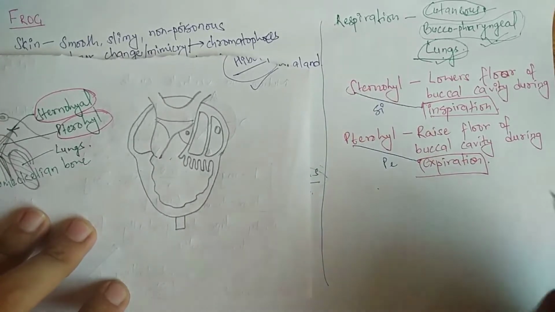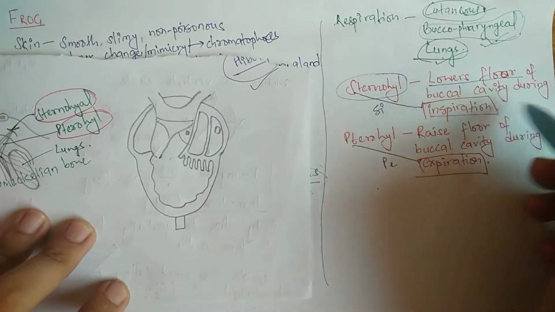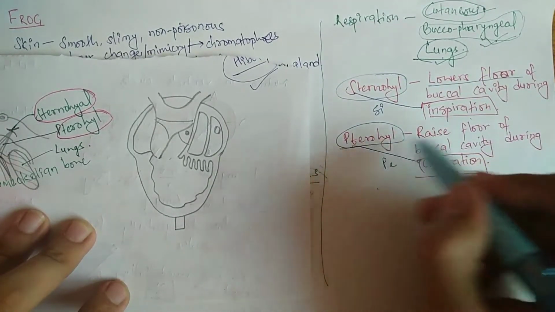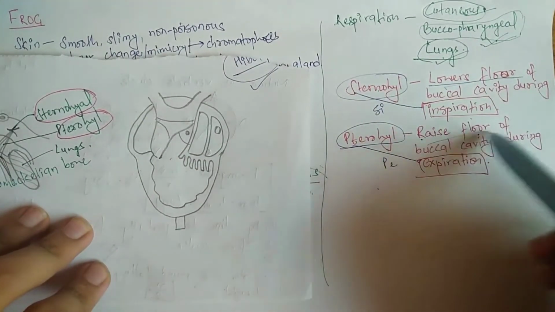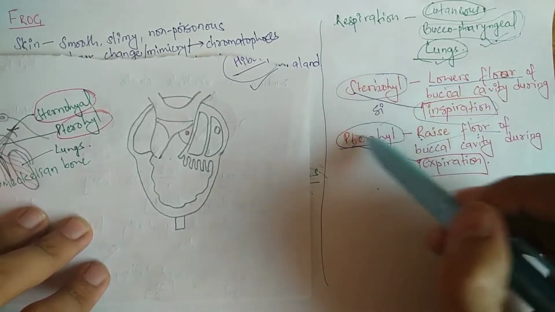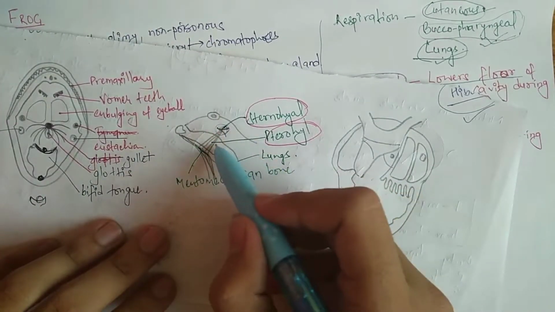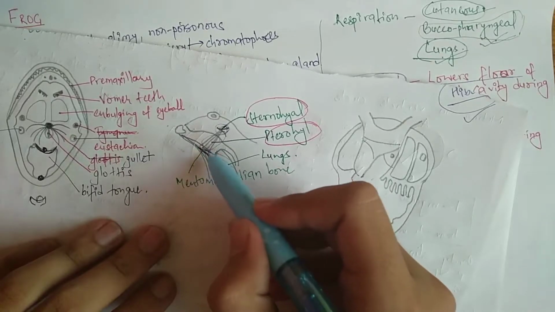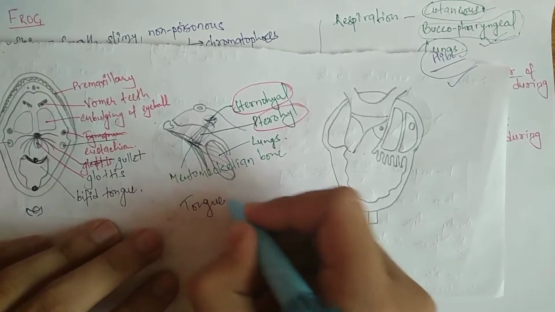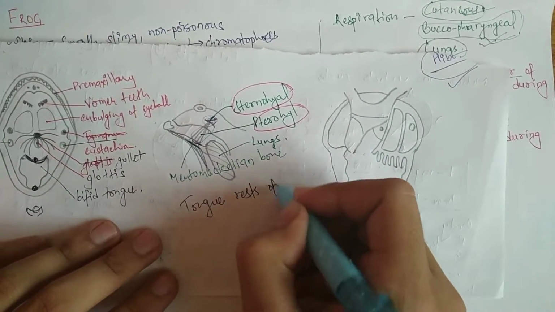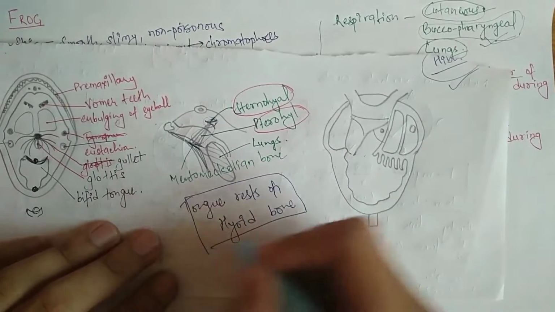So you can make a shortcut yourself, but you have to remember that the sternohyoid lowers the floor during inspiration, and the petrohyoid raises the floor. The sternohyoid lowers the floor, the petrohyoid raises the floor. This occurs in inspiration and this occurs in expiration. So here sternohyoid, this one petrohyoid, and this is the basal mentomeckelian bone. And the tongue rests on which bone? That is the hyoid bone. This is the same in humans also.